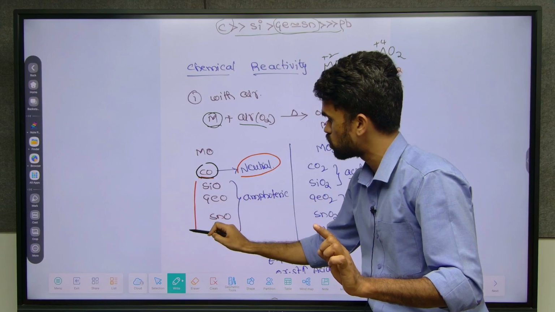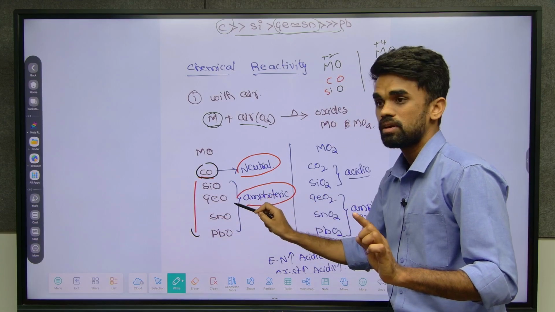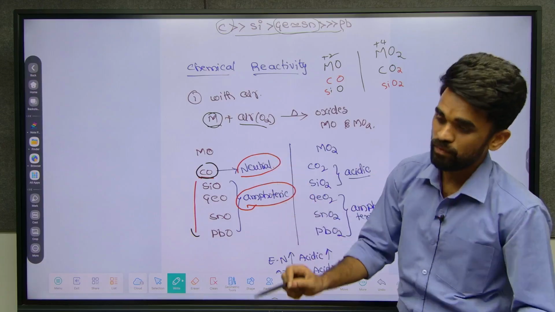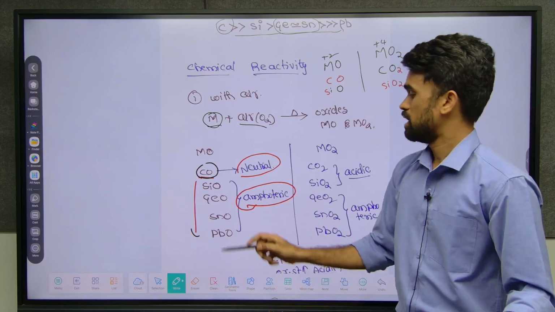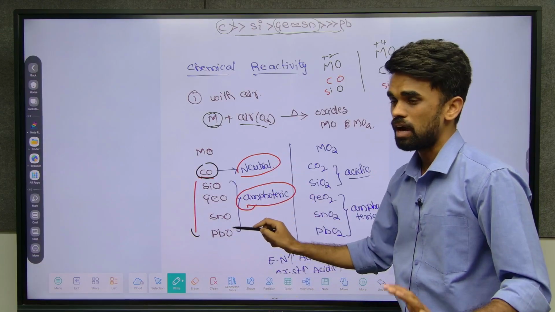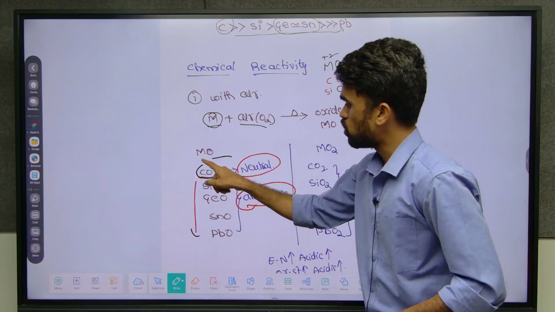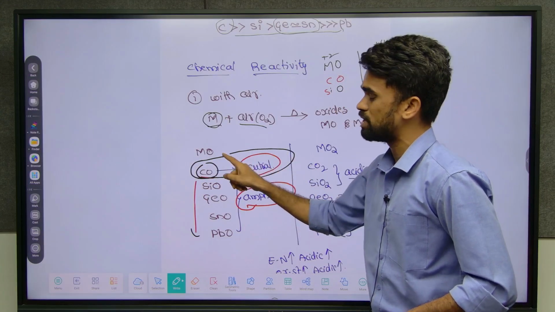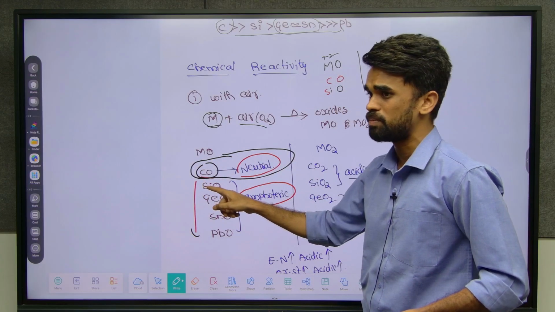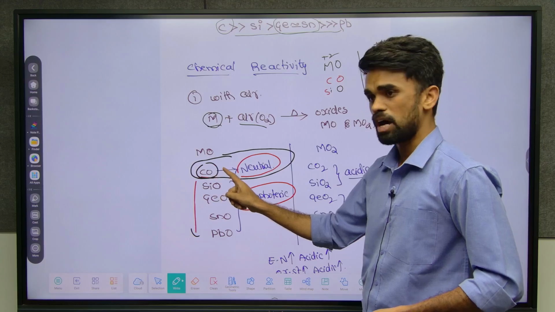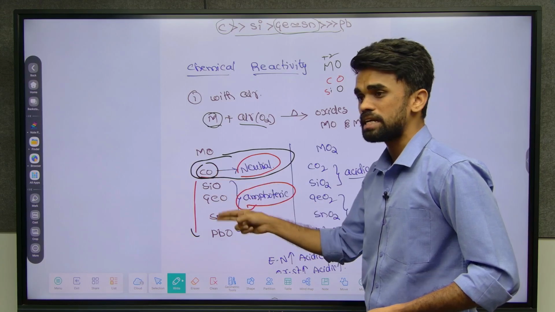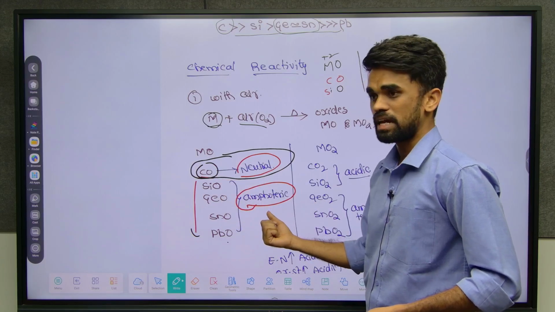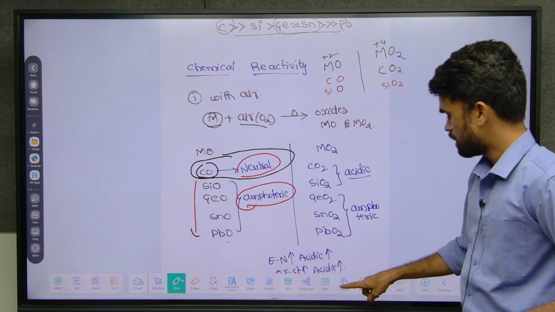If we go down the group, what are they becoming? Amphoteric. Still if we go down, it becomes basic. But all of these are what? Amphoteric. Remember this. Only the monoxide which is neutral is which one in the 14th group? Carbon monoxide. Remaining all monoxides are what? Remember, we can make a question on this. Okay? Right.